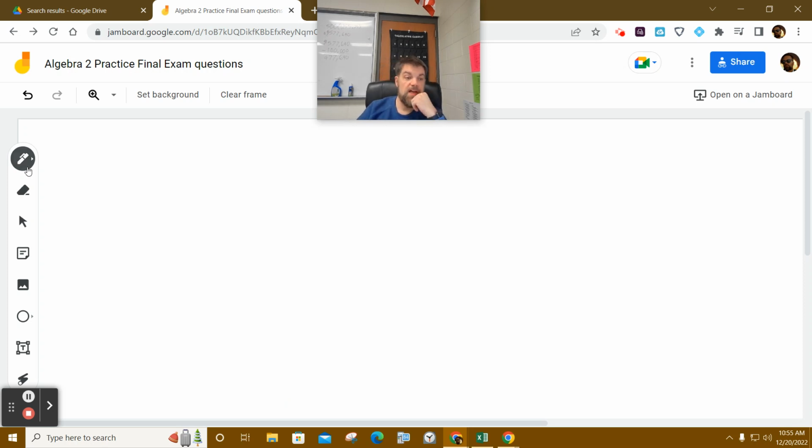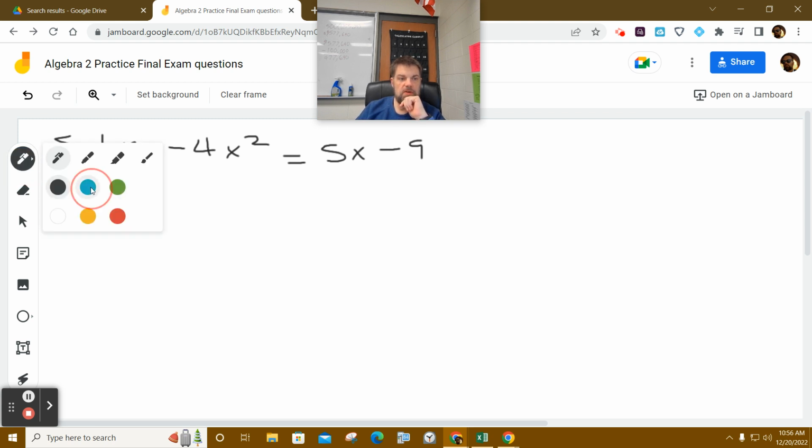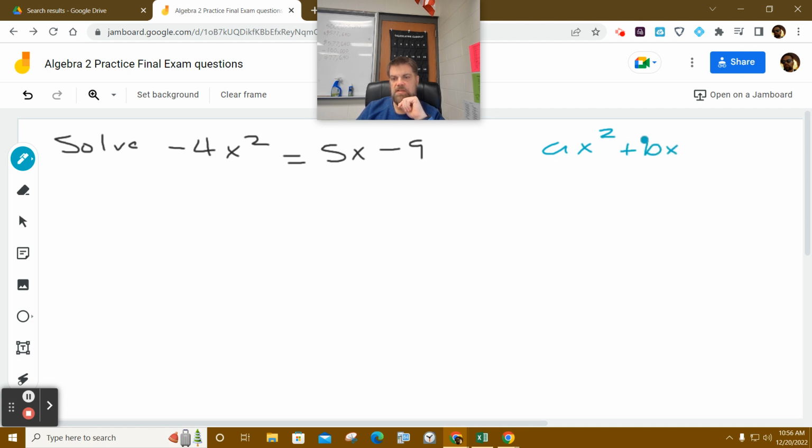All right. So for the next one, we're just asked to solve a quadratic, which is negative 4x squared is equal to 5x plus 9. And so the best way to solve quadratics is first you want to make it look like this: ax squared plus bx plus c, and set it equal to 0. In just about every scenario that I can think of, that's the best way to solve a quadratic.